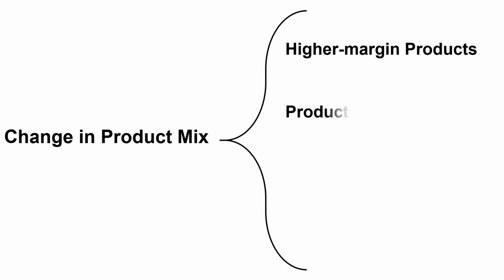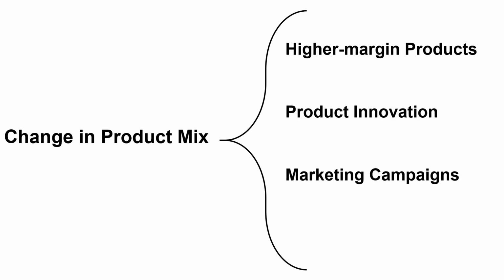Lastly, a company's operating profit margin can increase due to a change in its product mix. If a company shifts its focus to selling higher margin products or services, its operating profit margin will increase. This could be achieved through product innovation, marketing campaigns, or acquiring new businesses with more profitable products or services.